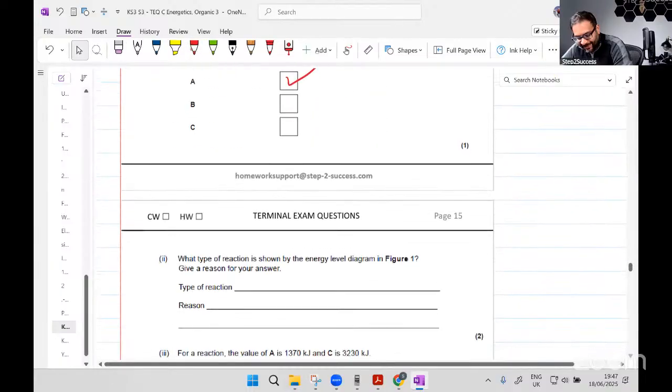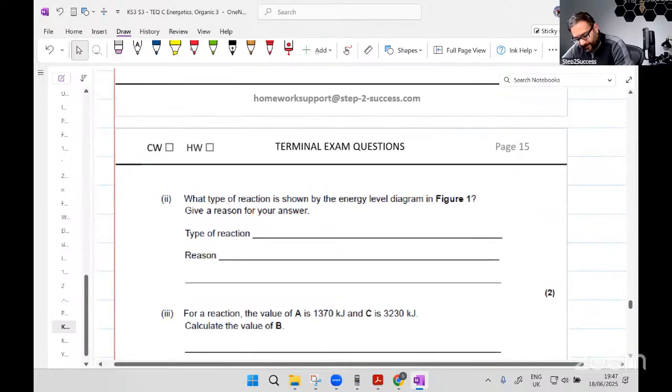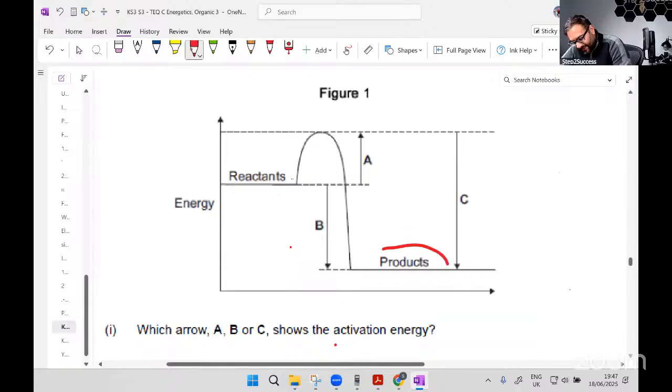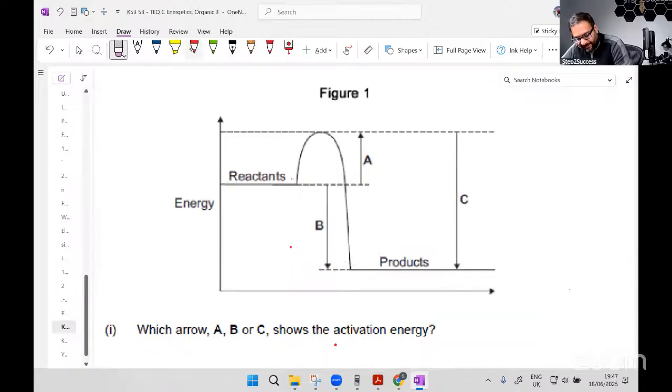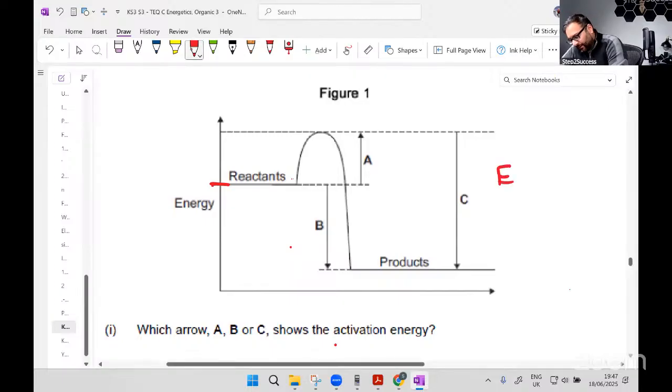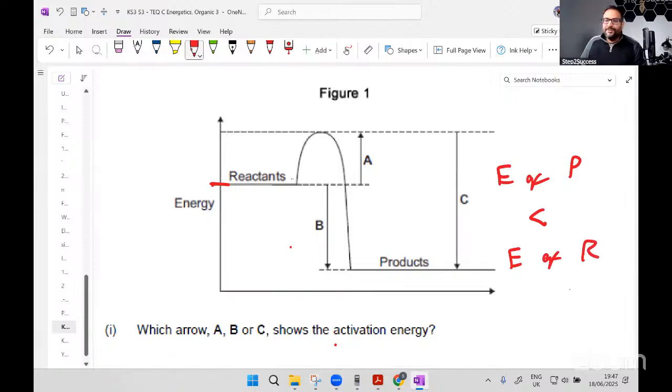What type of reaction is shown? Exothermic, as I said, and what you want to say for that in words is because the energy of the products is less than the energy of the reactants. Okay, so energy of products is less than energy of reactants. That is a very abbreviated answer.